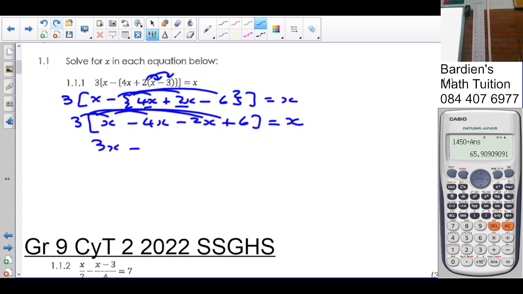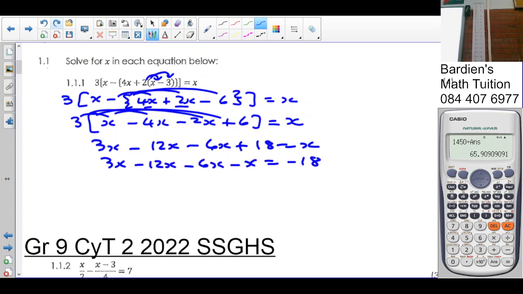So 3x minus 12x minus 6x plus 18 equals x. X is one side, numbers are the other side. So it's 3x minus 12x minus 6x minus x equal to negative 18. 3x minus 12x is negative 9x, minus 6x is negative 15x, minus x is negative 16x, equal to negative 18. Divide by negative 16 both sides. So x is equal to, negative divided by negative is positive, 2 goes into 18 nine times, so 9 over 8.